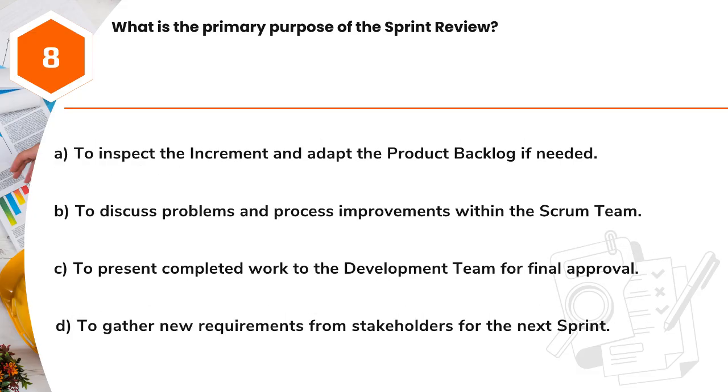Question 8. What is the primary purpose of the sprint review? A. To inspect the increment and adapt the product backlog if needed. B. To discuss problems and process improvements within the Scrum team. C. To present completed work to the development team for final approval. D. To gather new requirements from stakeholders for the next sprint.